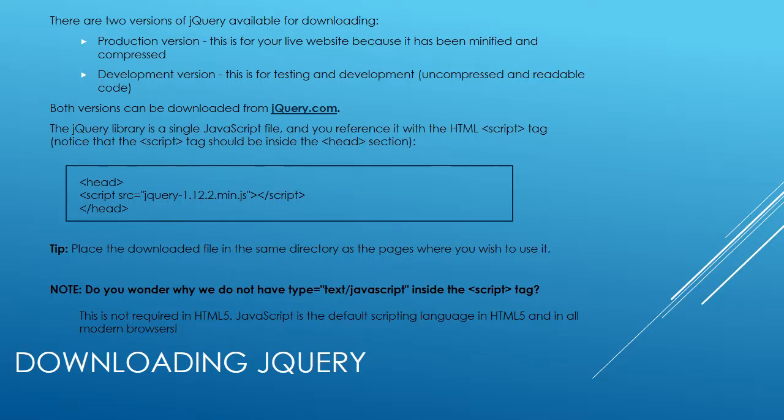The jQuery library is a single JavaScript file, and you reference it with the HTML script tag. Notice that the script tag should be inside the head section. Tip: place the downloaded file in the same directory as the pages where you wish to use it.